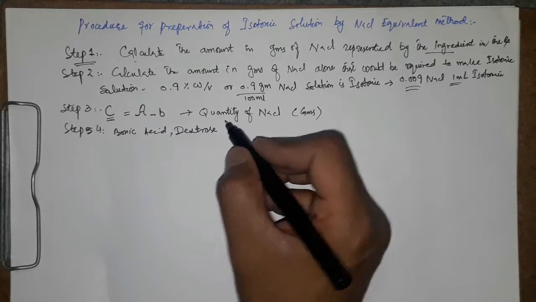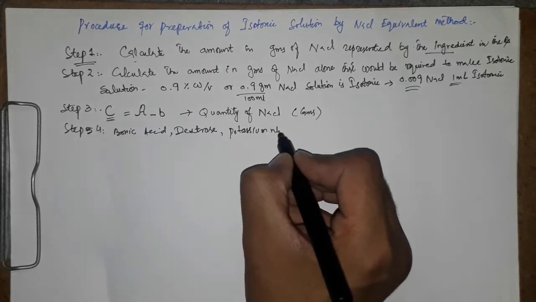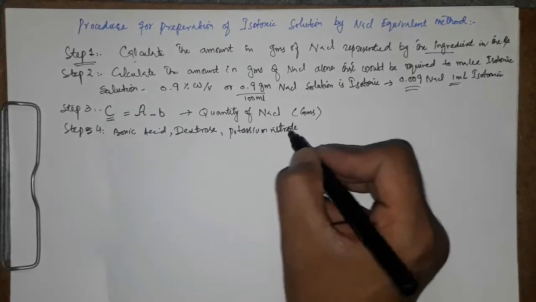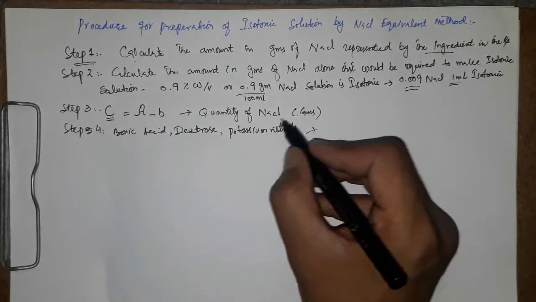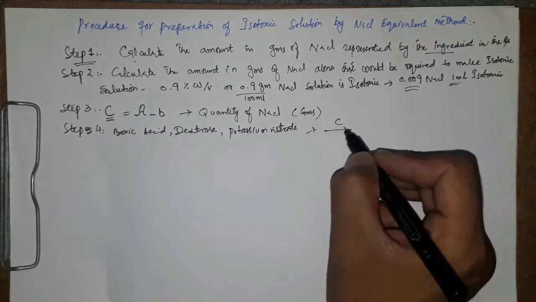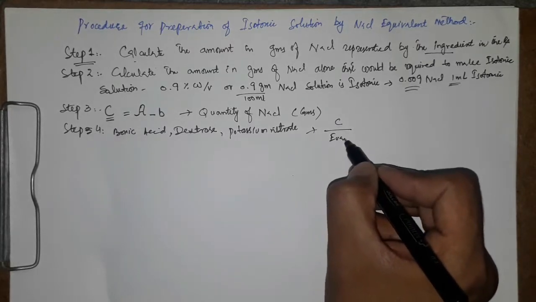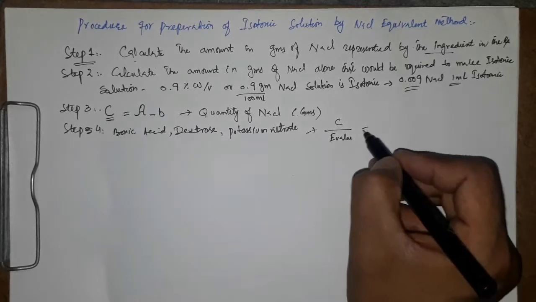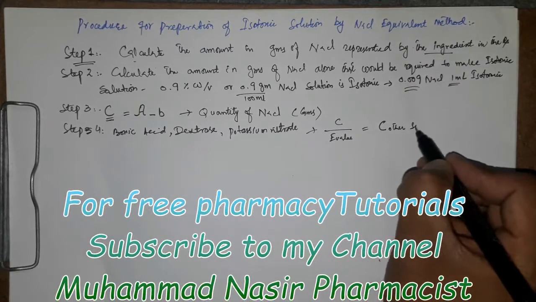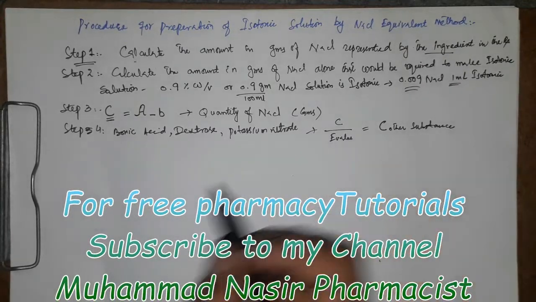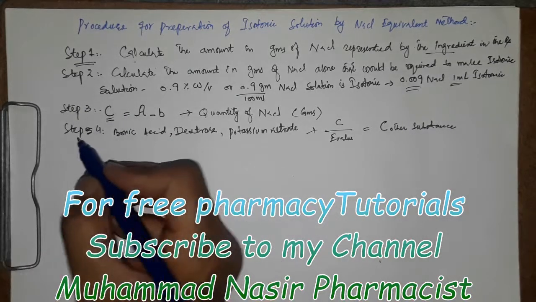So we will just divide the amount of sodium chloride, this C, by the sodium chloride equivalent of the other substance, the E value of the other substance, and we will get this another C for other substances. Now let us take a practical example, and in this example it will become clear. All these four steps, they will become clear.